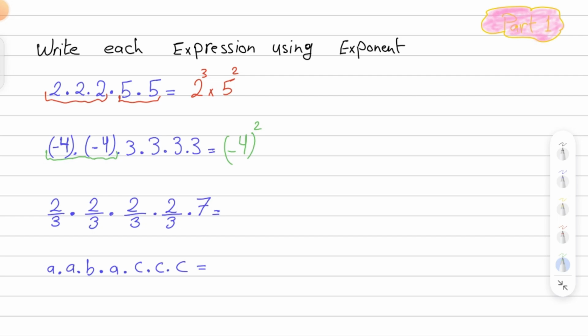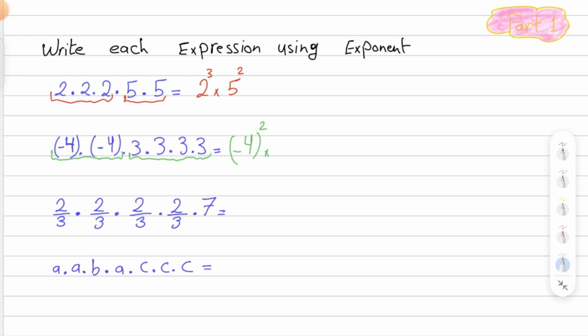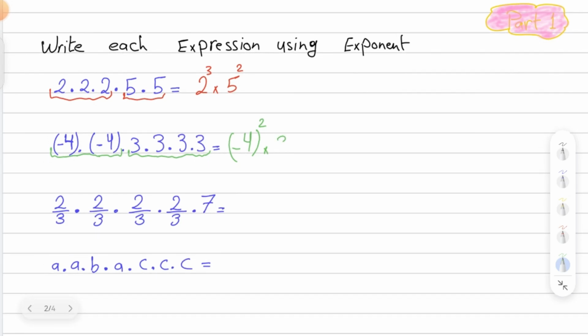Now let's go for the 3. The 3 is multiplied by itself 4 times. So we're going to write this as 3 to the 4th power. You can pause this video to try to do the next 2 questions by yourself. Okay.